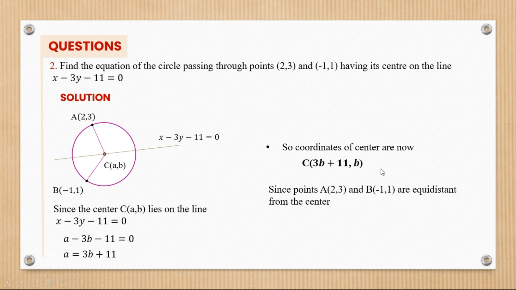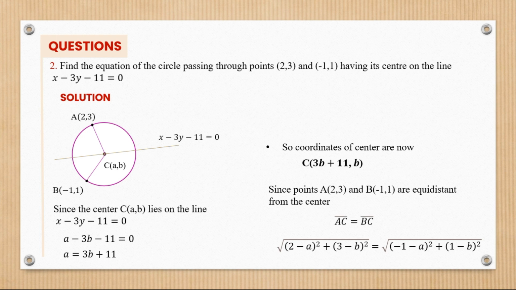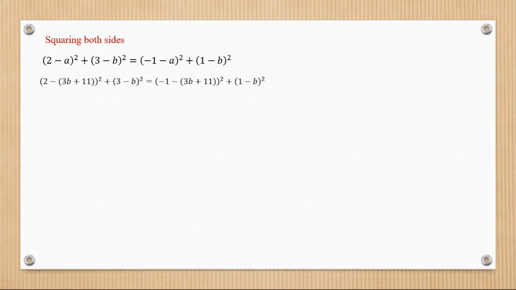So now since the points A(2, 3) and B(negative 1, 1) are equidistant from the center, which means they're the same distance from the center, it means that the distance AC is equal to the distance BC. So now this is the formula for the distance of AC, and that's the formula for the distance of BC. So next I square both sides, and this is what I'll have. So next where there is a, I'm going to substitute in 3b plus 11 on both sides. So open those brackets, and that's what I'll have.